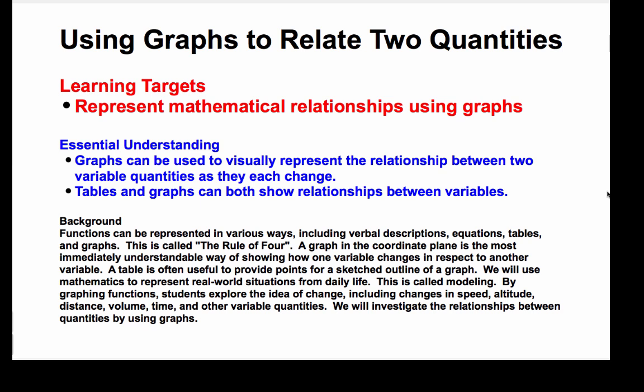Some background for the lesson. Functions can be represented in various ways, including verbal descriptions, equations, tables, and graphs. This is called the rule of 4. A graph in the coordinate plane is the most immediately understandable way of showing how one variable changes in respect to another variable. The table is often useful to provide points for a sketched outline of a graph.